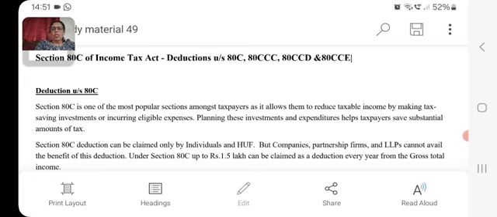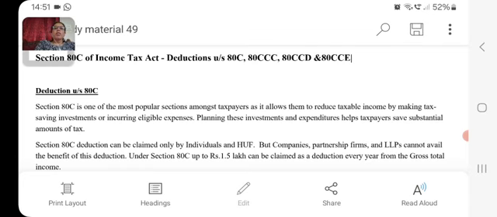But the assessee need not pay the tax on gross total income. Certain deductions are available to the assessee depending upon the investments or savings done by him. So all these savings and investments are classified under various sections, and section 80C is one important among them. So let us discuss 80C section first.